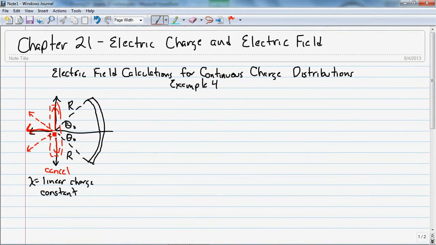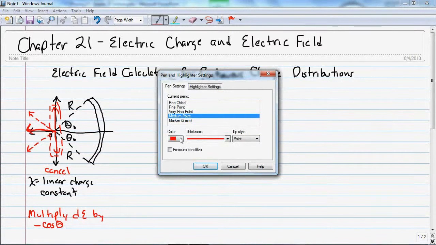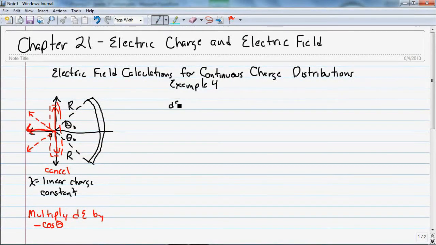And in this case, because of the orientation, my field is going in the negative direction, so I'm going to multiply my differential electric field by a negative cosine theta. The negative sign will tell me direction. Okay, so our differential electric field is equal to 1 over 4 pi epsilon naught r squared, and I'm going to have differential charge in the numerator. I have to figure out what this differential charge is.